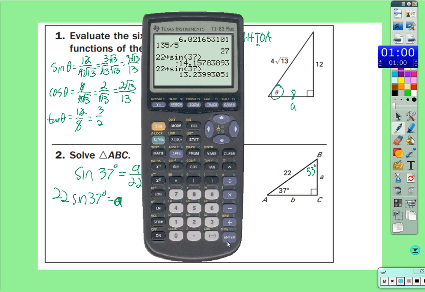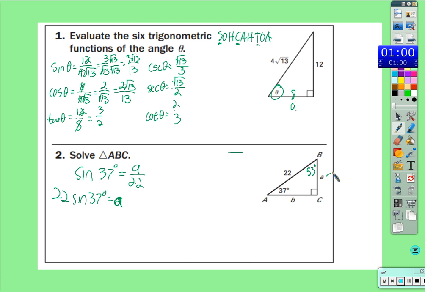13.24. Now, if you took negative 14 and just made it positive, it's kind of close. It's kind of an unfortunate coincidence. We have no degrees in the mode. Yeah, right there. I got it. You want to press enter. Okay, so A is about 13.24.